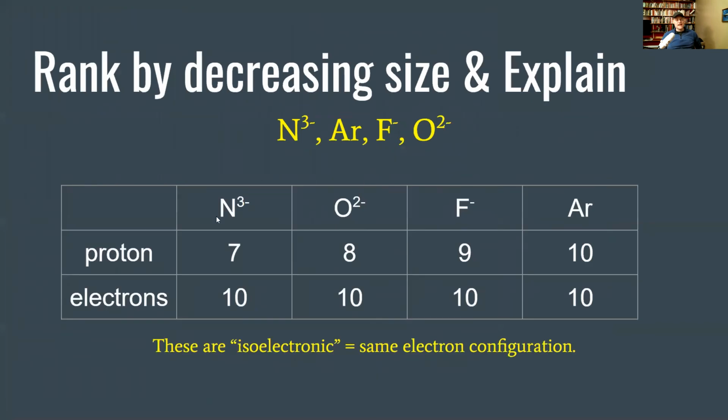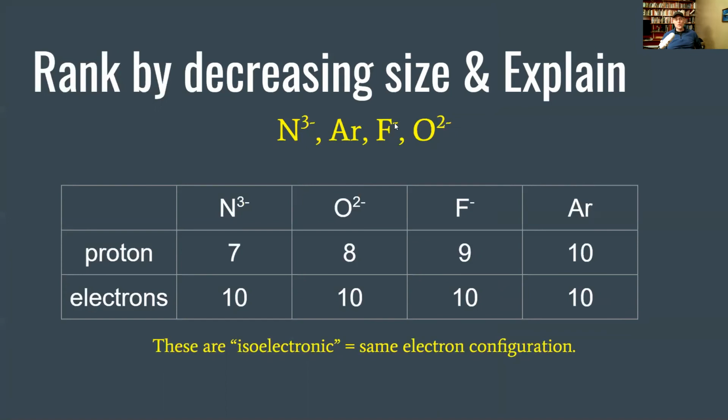You'll notice that I ended up putting down N3 minus. I'm sorry, not increasing in size, decreasing in size. I got N3 minus, O2 minus, F minus, and Ar. And you'll notice that all of them have 10 electrons because nitrogen as an atom starts off with 7, but gaining 3 extra electrons to become the -3 charge means it now has 10 electrons. Argon naturally has 10 electrons.